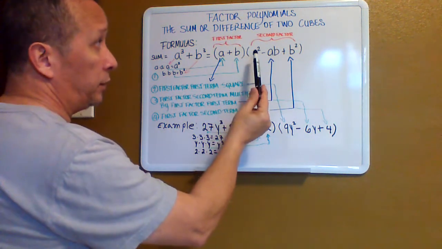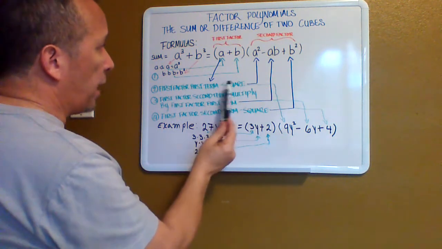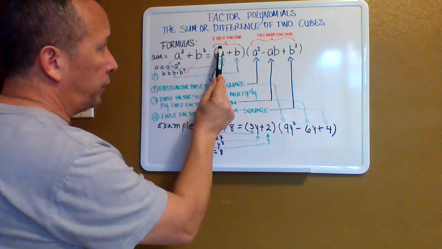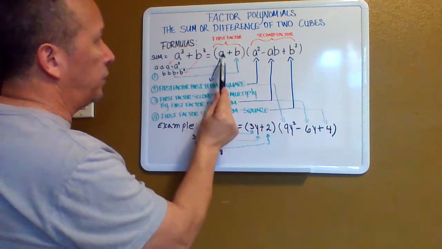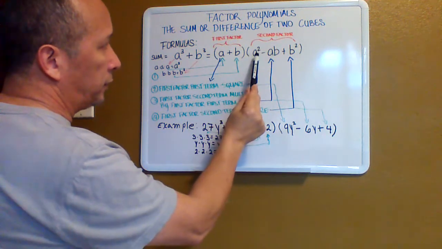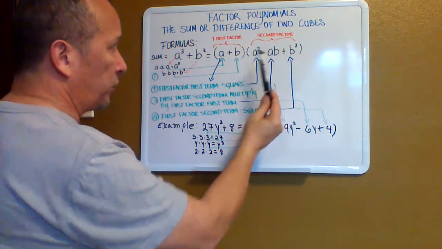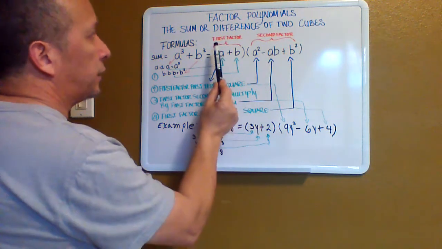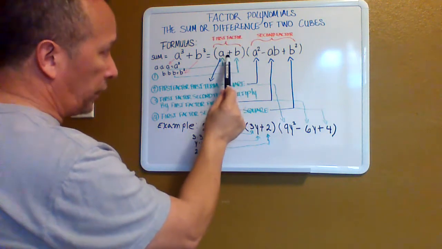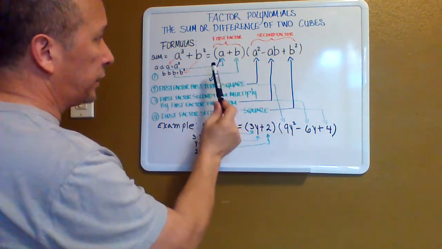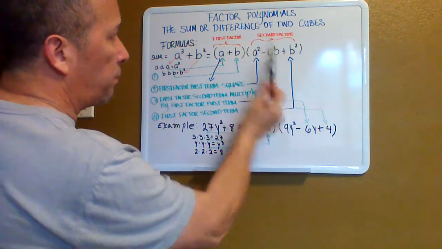The first term of the second factor we get by squaring the first term of our first factor. In this example, the first term of the first factor is the letter a. Squared it is a squared. To get the second term of our second factor, we have to multiply the first term of the first factor times the second term of the first factor. In this example, a times b equals ab.